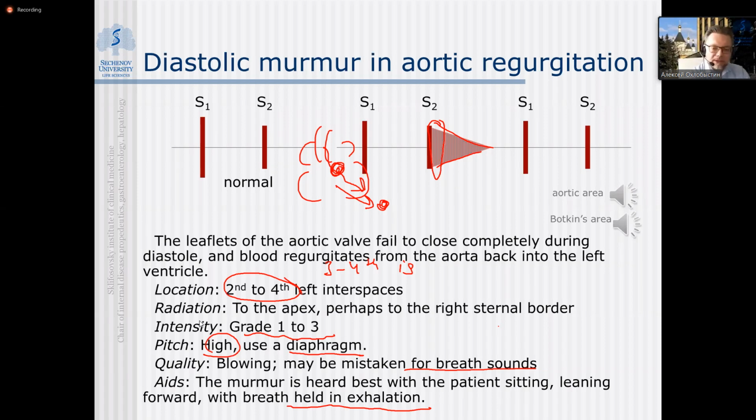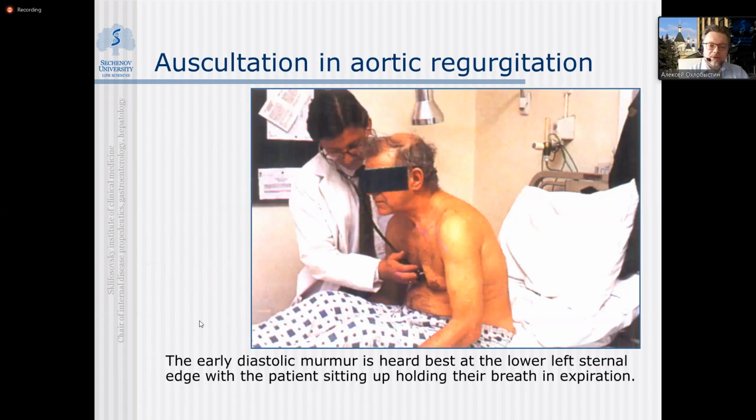The patient should definitely be seated and lean forward, like shown here. So the phonendoscope is positioned at the Watkins area, in between the aortic area, that is the second left interspace, and the apex of the heart. That will be the jet of blood flowing from the aorta to the left ventricle, and the loudest murmur will be over the aortic valve itself. Radiation all down to the apex.